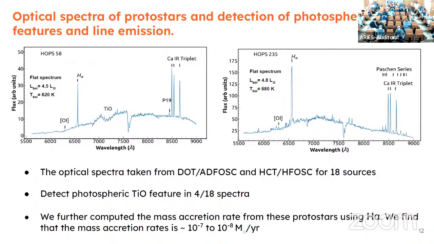We further computed the mass accretion rate onto these protostars using the H alpha line. We see strong H alpha lines from these protostars, and we find that the mass accretion rate is actually on the lower side, of the order of 10 to the power minus 7 to 10 to the power minus 8 solar masses per year. Such mass accretion rates are also seen in T Tauri stars, indicating that either most of the matter on the protostar is accreted during the class 0 phase, or that variable accretion is the dominant mode of mass accretion, and we're just seeing these protostars perhaps in the quiescent phase.